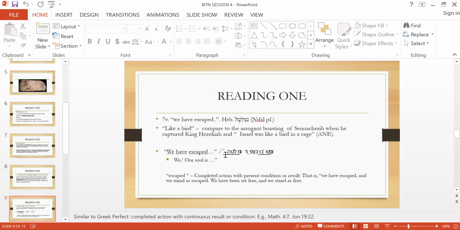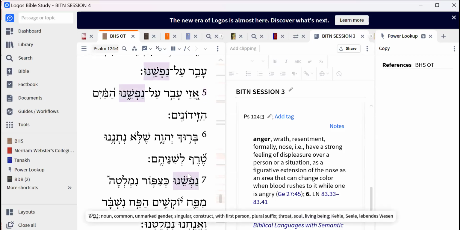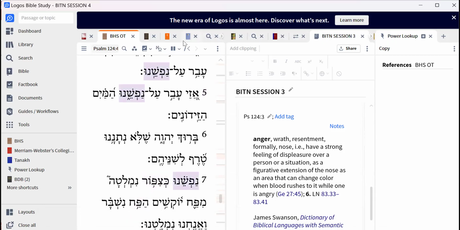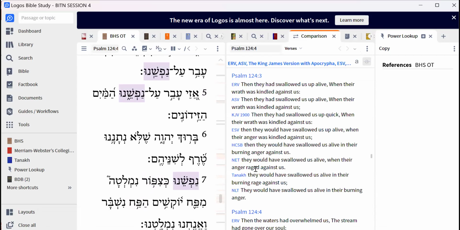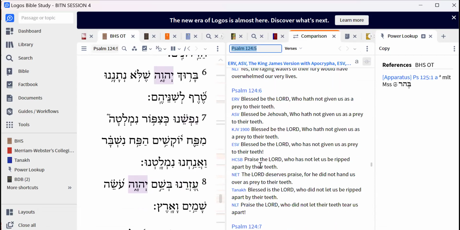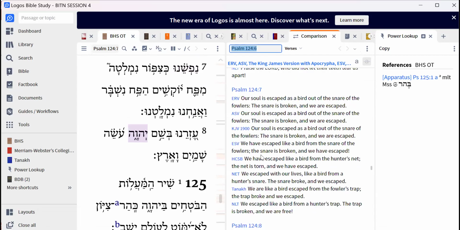We have escaped. Let me just show us something very quickly. What's it called? Okay. All right, so let's go to verse 7. Aha. So we have escaped like, where's that? Where's our comparison? Okay, here we go. So we go to verse 7. Yes, that. Right.